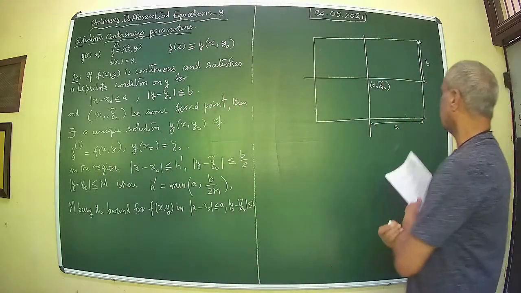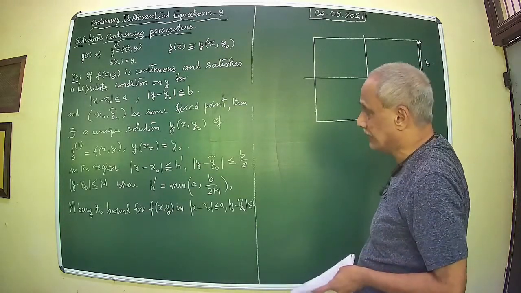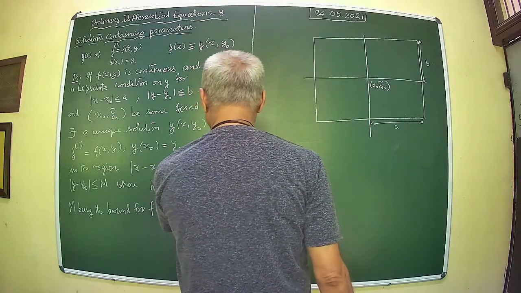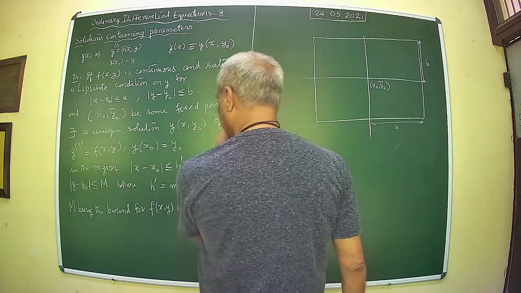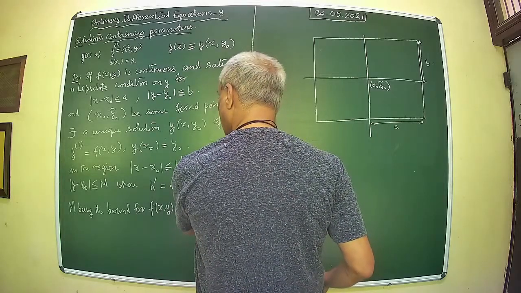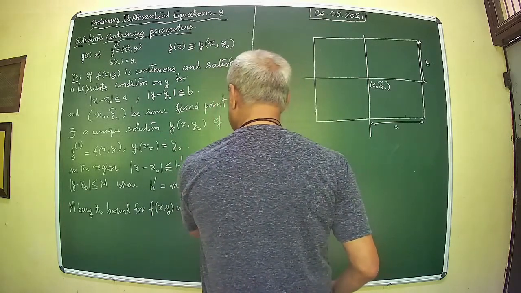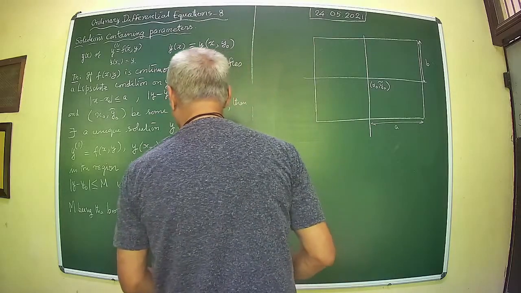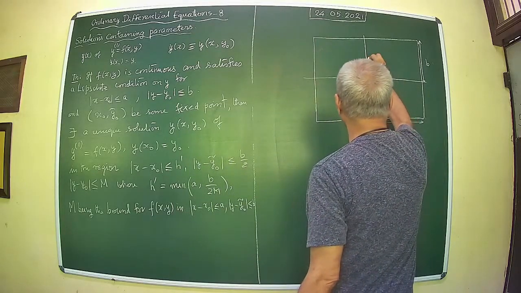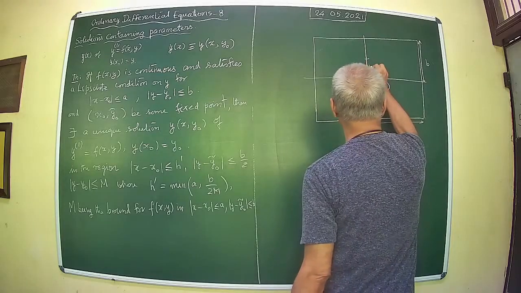Now suppose we alter the initial data. The initial data is altered with this restriction. The initial data is within this region. That means y naught, the initial data, is within this particular thing. So this is going to be b by 2.